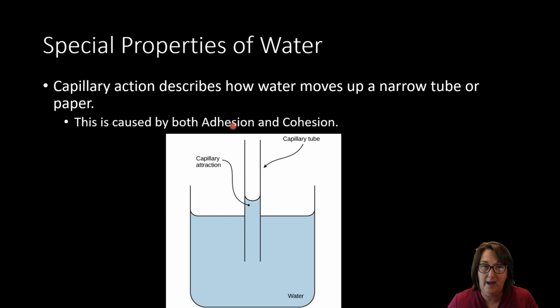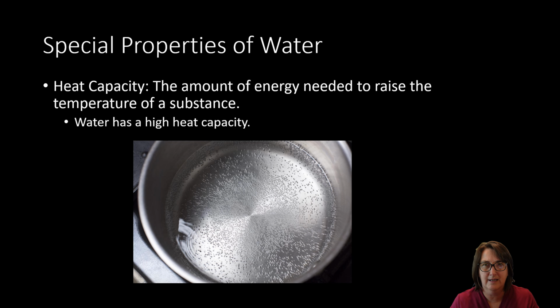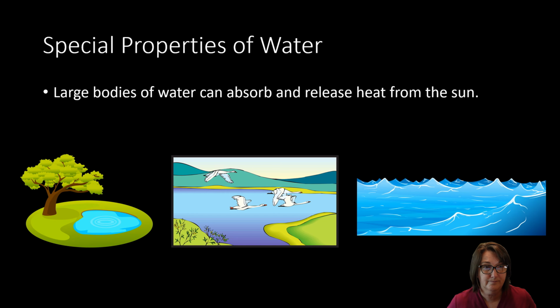Water also has a high heat capacity. The amount of energy needed to raise the temperature of water and to lower it is pretty big. If you put a pot of water on a stove and turn on the heat, it doesn't automatically boil. It takes a little bit of time. And same thing when I take it off the heat, it takes a little bit of time for it to cool down. So it has what we call a high heat capacity. It's able to hold heat and release heat slowly.